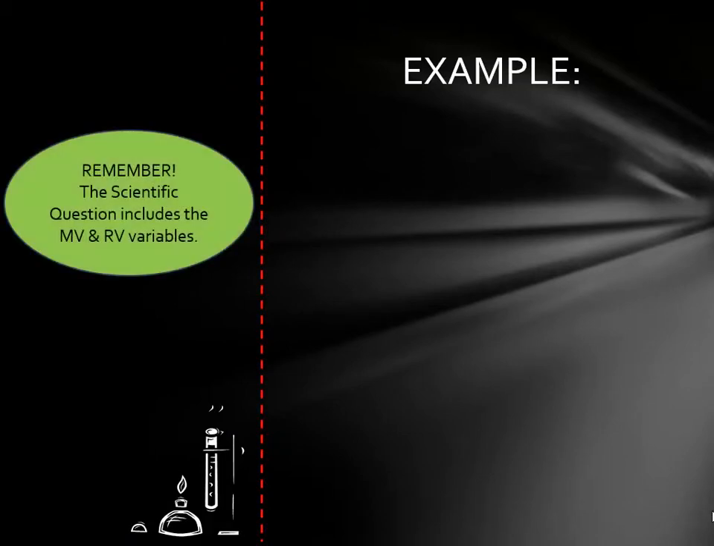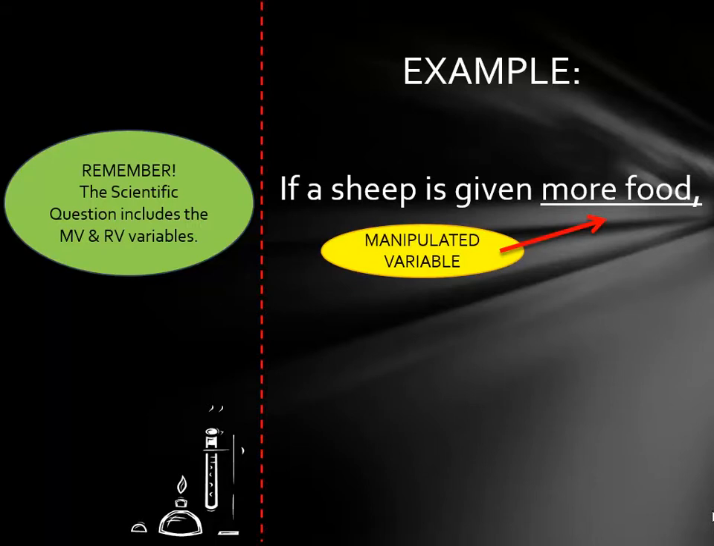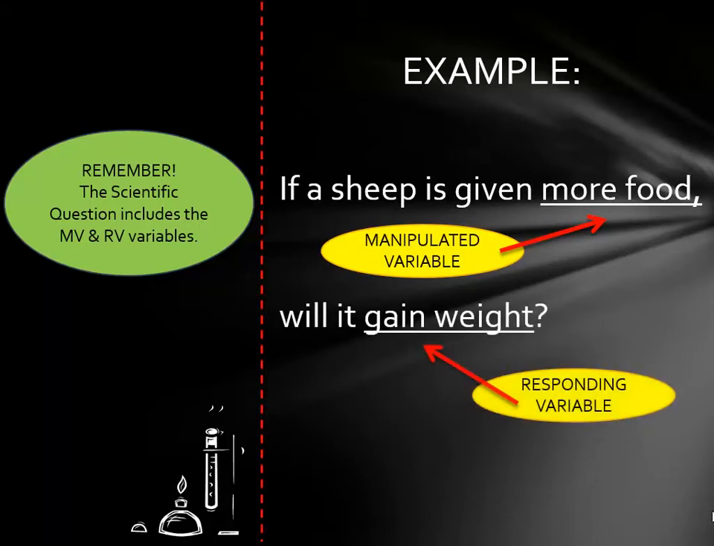Remember, the scientific question includes the manipulated and the responding variables. If a sheep is given more food, that is your manipulated variable. Will it gain weight? That is your responding variable. Make sure you write this example down in your notes and that you have identified the manipulated and the responding variable.